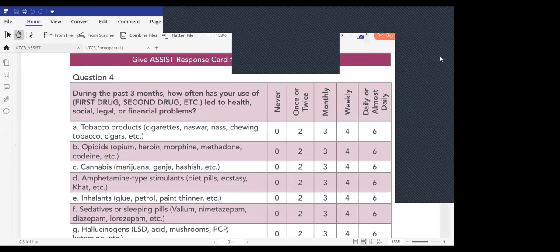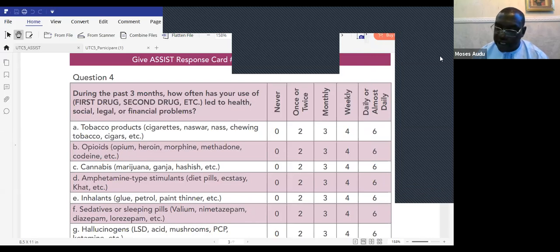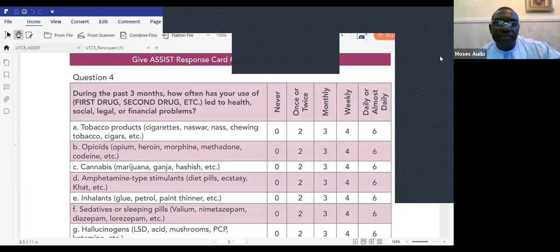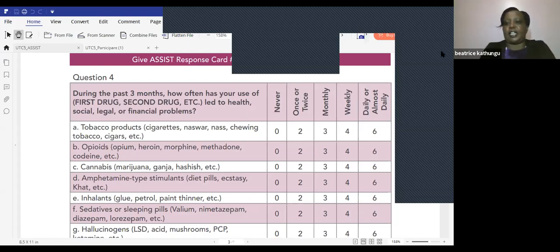So let's go back to the response card. Just to clarify, for us to be accurate, we need to have the response card with us, because it guides us. If it's 1 to 4 times per week, we code weekly. If it's 5 to 7 times per week, we code daily. If it is 1 to 3 times, we code monthly. So that can guide us. Thank you, that is why I clarified.